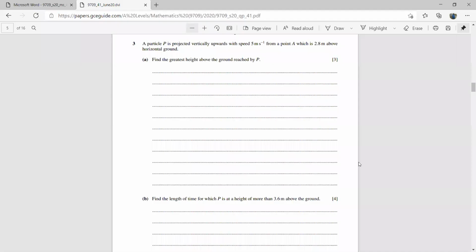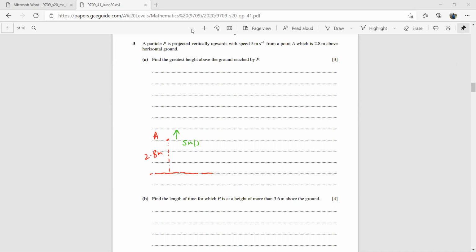The third question is about the vertical motion here. It says a particle P is projected vertically upwards with speed 5 from a point A, which is 2.8 meter above horizontal ground. Okay. So let's say this is your horizontal level, and here is a point A, which is 2.8 meter above the ground level. Okay. And we are projecting this up with the speed of 5 meter per second. So it says find the greatest height above the ground reached by P.